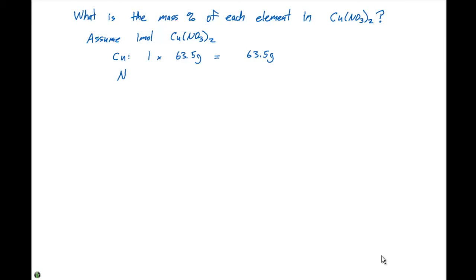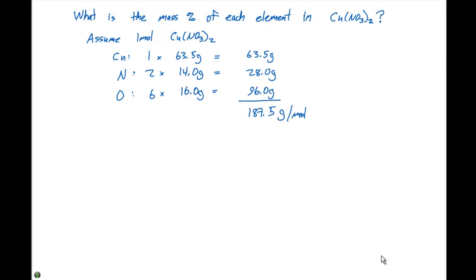For the nitrogen, we have NO3 twice, so there's going to be 2 nitrogens times 14.0 grams, which gives us 28.0 grams. For the oxygens, there's 3 times 2, or 6 total, times 16.0 grams, which gives us a mass of 96.0 grams. So for every 1 mole of copper(II) nitrate, we are going to have 187.5 grams.